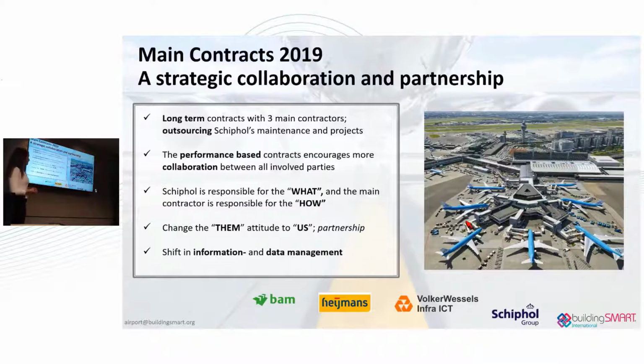This is just an FYI, because it makes Schiphol very unique. We have a main contract, called Main Contract 2019. In 2019, we started a strategic collaboration and partnership with 3 main contractors. We have a long-term contract with Heijmans, BAM, and Volker Wessel. They are responsible for the maintenance of all of our assets, for projects and for the maintenance phase. That also includes information management.